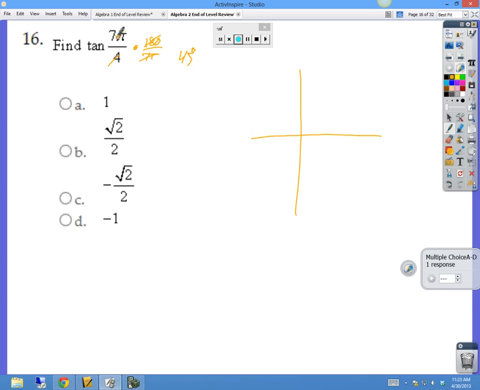So if I start here, there's 1 45, 2 45, 3 45, 4 45, 5 45, 6 45. 7 45s is right there. So this angle is huge. It's a big, big, big angle. But you're going to do the trig on this little sliver right here. So make your bow tie.